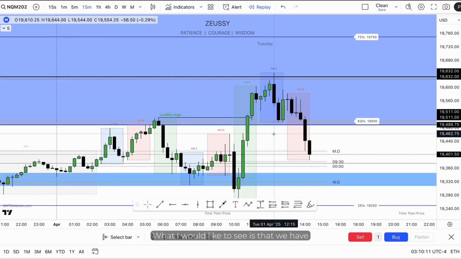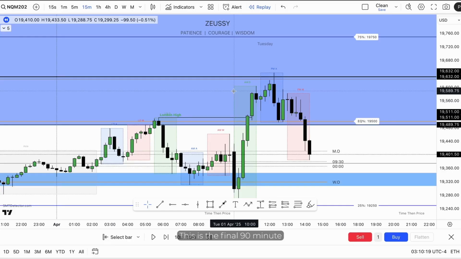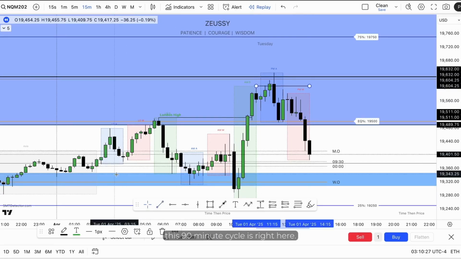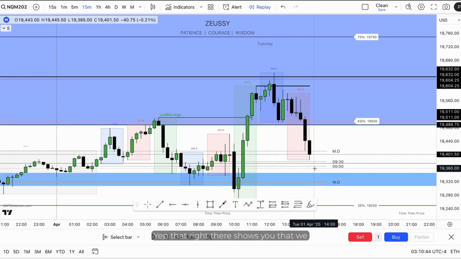What I would like to see is that we have this green shaded box. This green shaded box represents the 90-minute cycle from 10 to 11:30 a.m. This is the final 90-minute cycle of the morning session. Notice that when I outline the high of this 90-minute cycle, it is right here, meaning this is the AM high. Do you see how at 11:30 a.m. we opened up for lunch, ran the AM high, reached that RECB, and we then saw the market eventually roll over? Yep. That right there shows you that we purged the AM high and we then reverted towards the low.